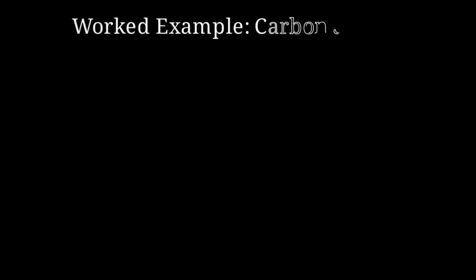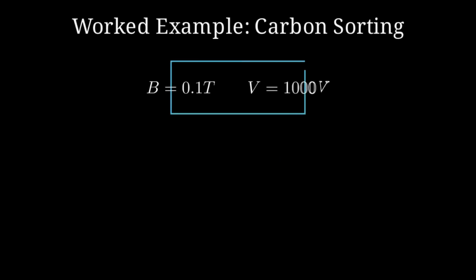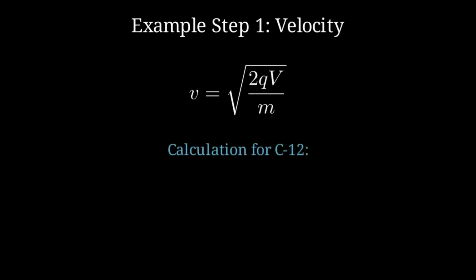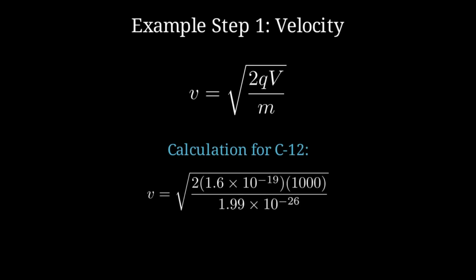Let's look at carbon-12 and carbon-13. Though they differ by only one neutron, the magnetic field is precise enough to separate their landing positions on the detector by several millimeters. First, we calculate the velocity. Using the acceleration voltage, we find that the ions are traveling at incredible speeds, over 100,000 meters per second, before they even enter the magnet.